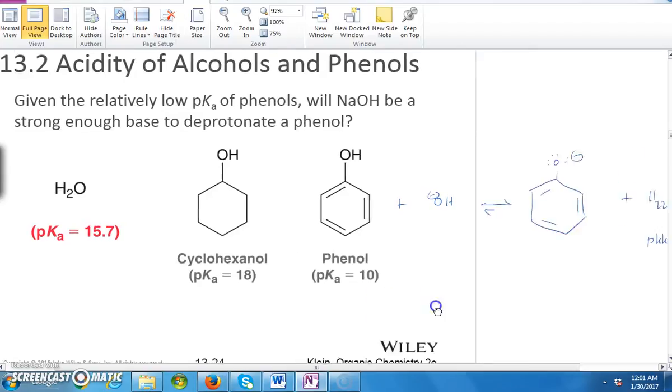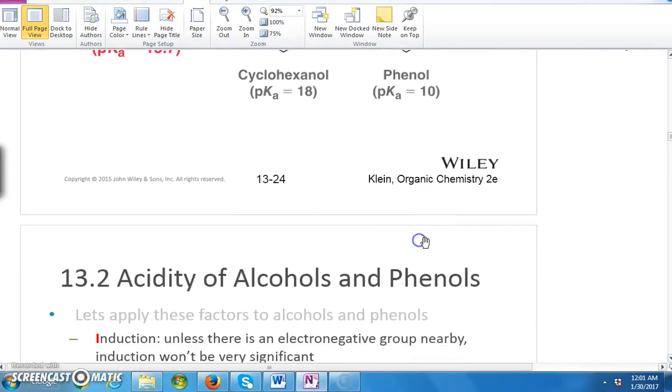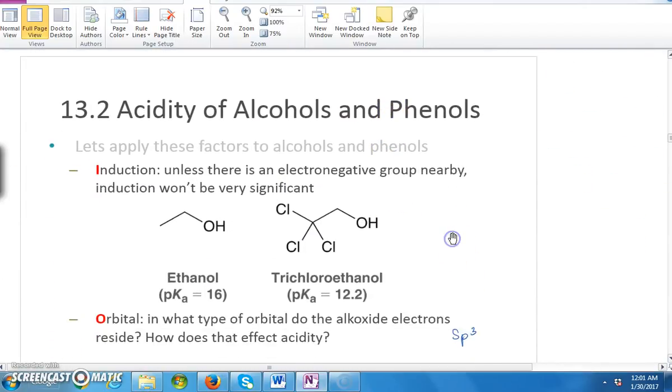Of course, it will be, because you are generating a weaker acid. When the hydroxide reacts with phenol, it produces a weaker acid, which is water. And we learned in Chem 12 that the reaction always favors the weaker acid, or the weaker base. Now let's apply these factors to alcohols and phenols.